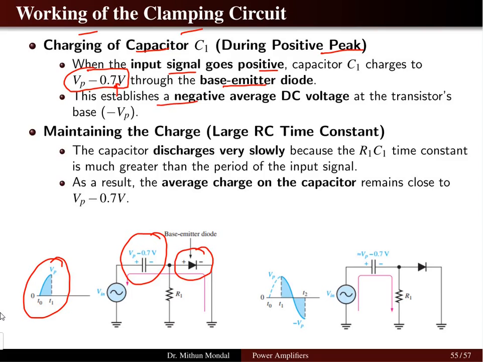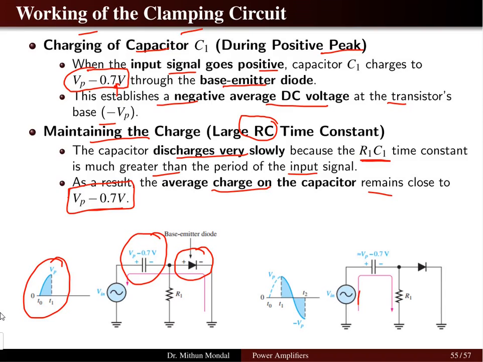This establishes a negative average DC voltage at the transistor base. So the transistor base potential we are getting is minus Vp, and it has to maintain the charge because the time constant of the RC network is large enough. The capacitor will discharge very slowly because the time constant, which is the product of RC, is much greater than the period of the input signal. And the average charge on the capacitor remains close to Vp minus 0.7 volts. So this is the average charge on the capacitor.